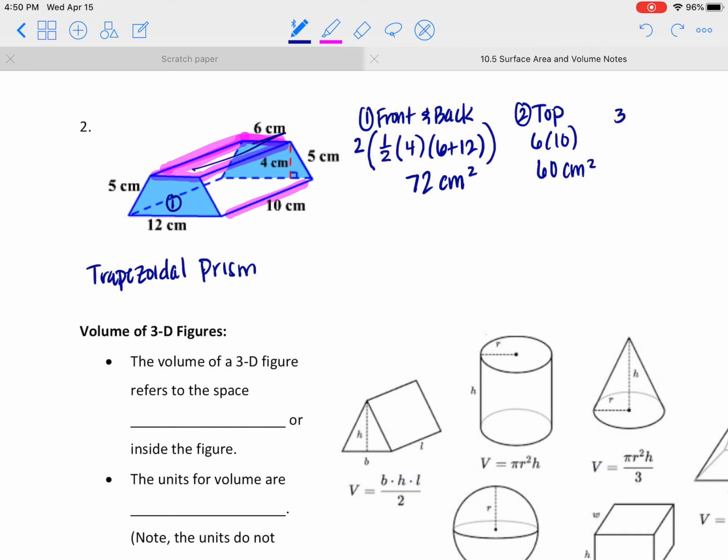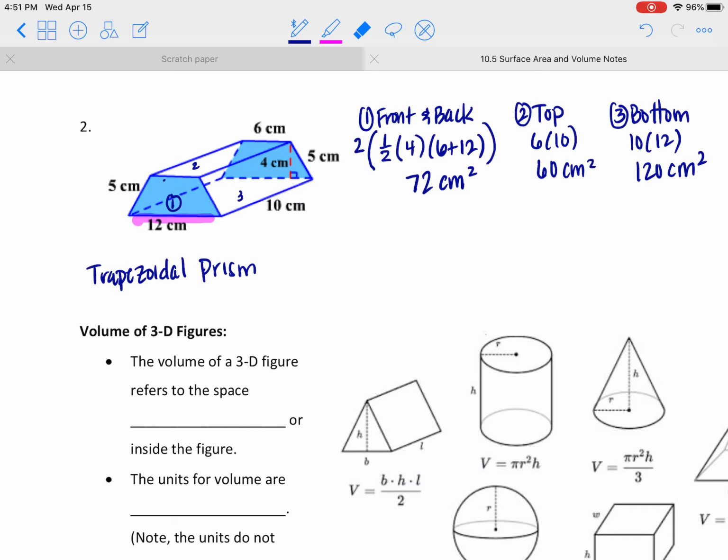Oops, squared. Okay, now I'm going to work on the bottom. Bottom's another rectangle, just a bigger one. Oops, I swear I said eraser. So 2, and then 3 is going to be the bottom here, and the bottom rectangle is 10 centimeters by 12 centimeters. So the bottom is 10 by 12, which is 120 centimeters squared.